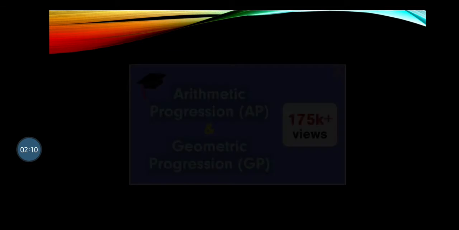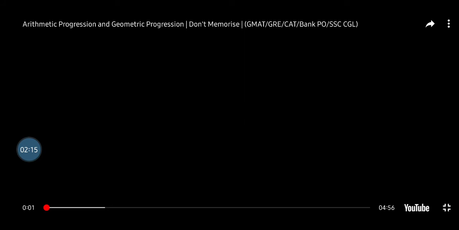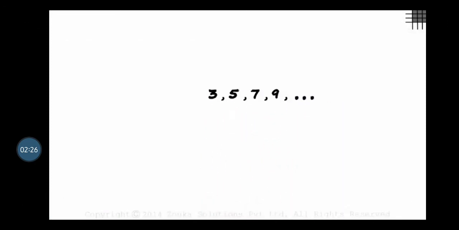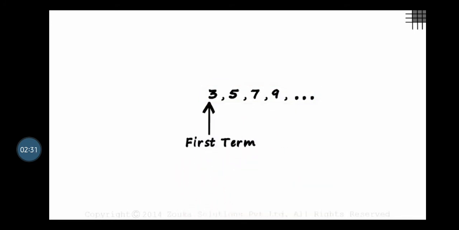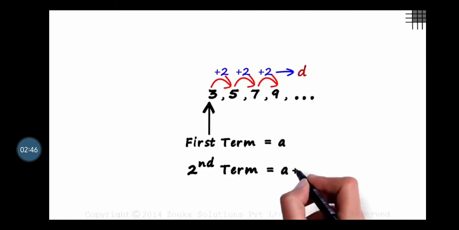Now to understand it more, let's see a video. We have seen a sequence like 3, 5, 7, 9 and so on. In this sequence, 3 is the first term. To define the nth term in a simpler way, we just call the first term A. How do we define the second term then? The common difference, as we can see, is 2. If we call the common difference D, the second term can be written as A plus D.